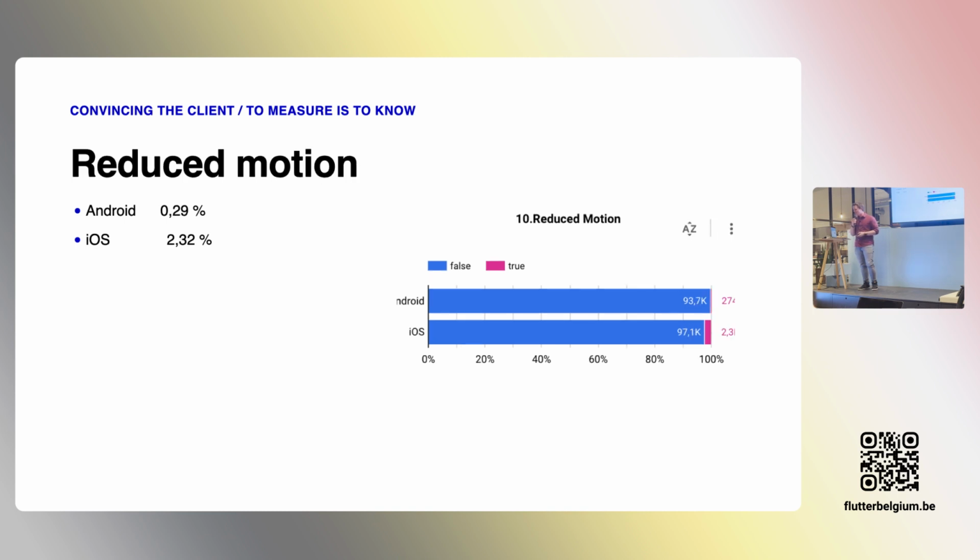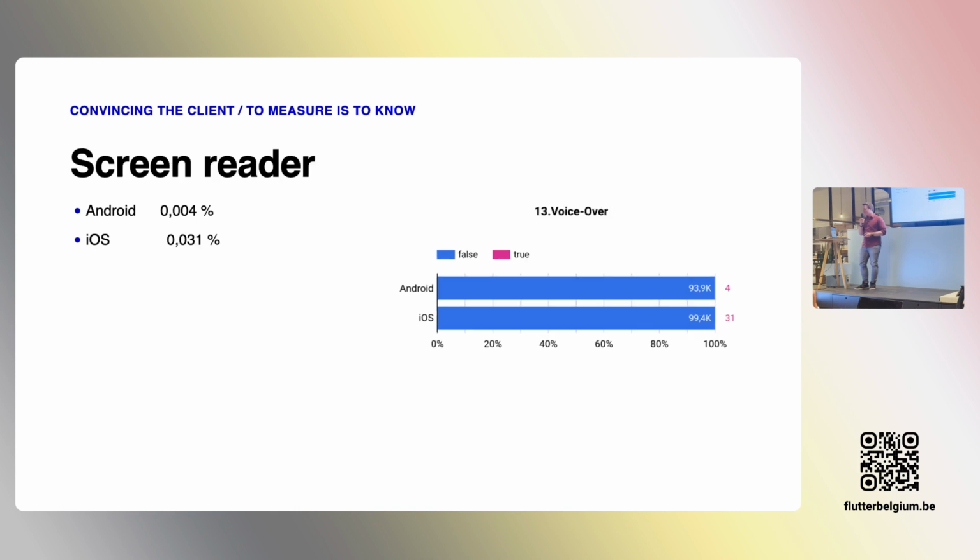Reduced motion, available on both platforms, and a little over 2% of our iOS users has it enabled. So what does that mean? Well, maybe 1 out of 50 iOS users doesn't like animations, or maybe they suffer from some kind of motion sickness. If it's the latter, well, 1 in 50, that seems like quite a lot, something we should really care about. And then also screen readers.